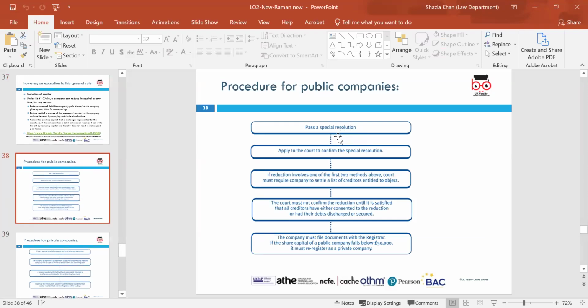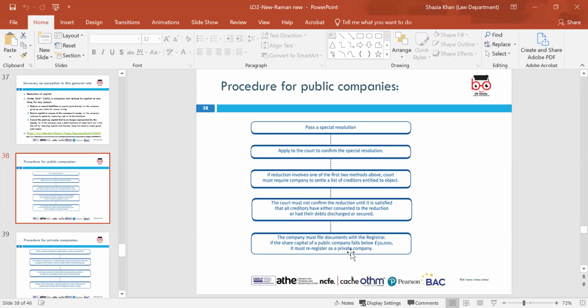Procedure for public companies. This diagram shows the procedure for public companies. So they pass a special resolution, then apply to the court to confirm the special resolution. If the reduction involves one of the first two methods above, the court must require the company to settle a list of creditors entitled to object. The court must not confirm the reduction until it is satisfied that all creditors have either consented to the reduction or had their debts discharged or secured. And then finally, the company must file documents with the registrar.